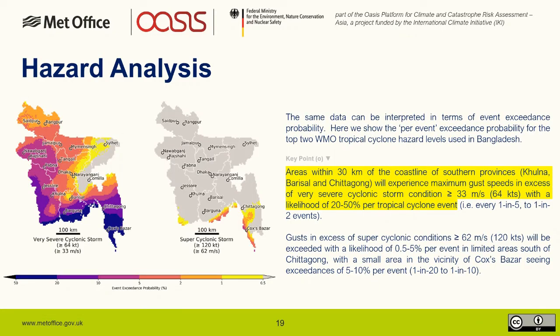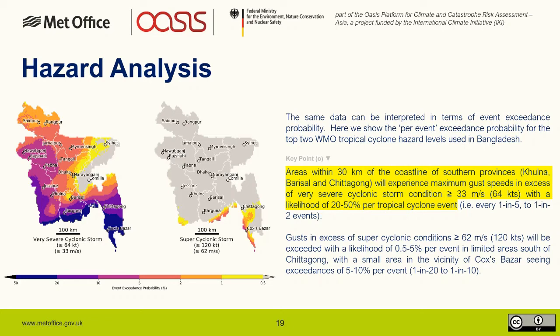We can look at the same data in terms of event exceedance probability. So now these maps show the per event exceedance probability for the top 2 WMO tropical cyclone hazard levels used in Bangladesh. In other words, for a given landfalling tropical cyclone over Bangladesh, what is the likelihood that its gust speed exceeds either very severe cyclonic storm conditions on the left, equivalent to greater than or equal to 64 knots, and supercyclonic storm conditions on the right, equivalent to greater than or equal to 120 knots.